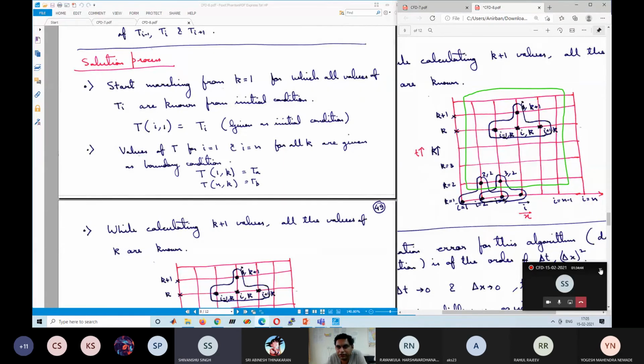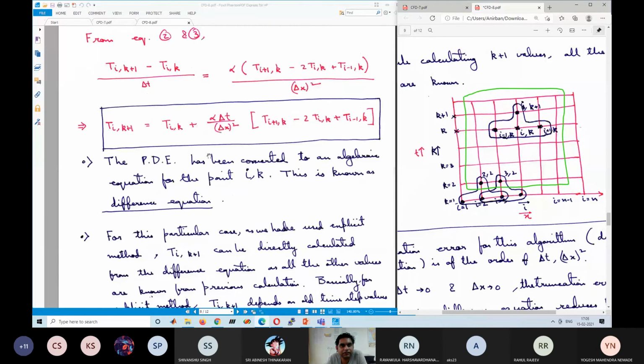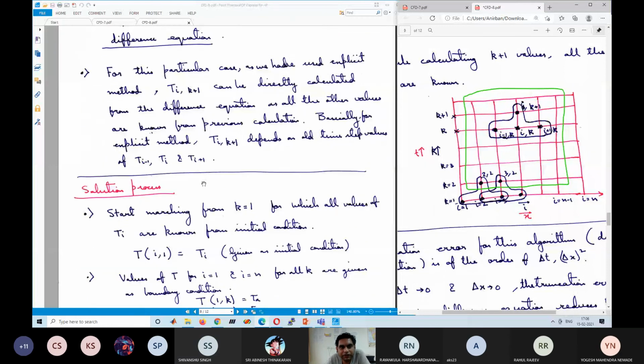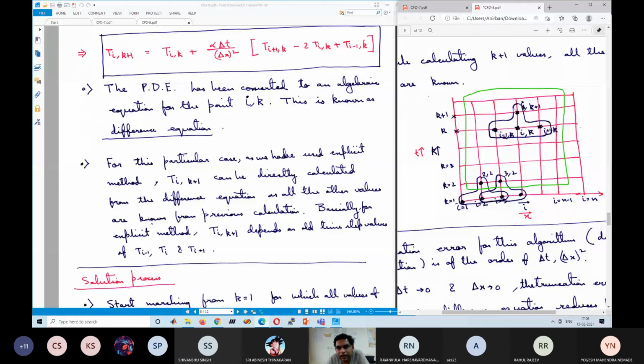So what will be the solution process? We already have this equation, right? This difference equation. So we are going to use this difference equation. How will we use it? What do we see in the difference equation? That for i, k plus 1, we need the three other values at the kth time step: i k, i plus 1 k, and i minus 1 k. If I know these three values, I can find this value. Because on the right hand side of this equation you can see that these three values are there, and on the left hand side, this value is required.